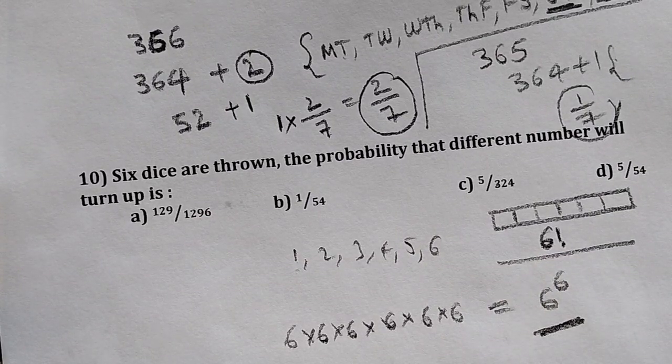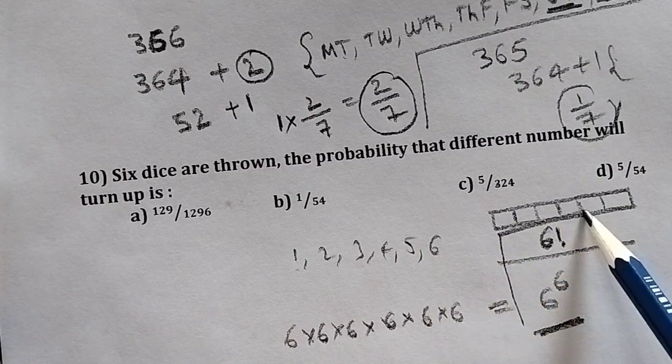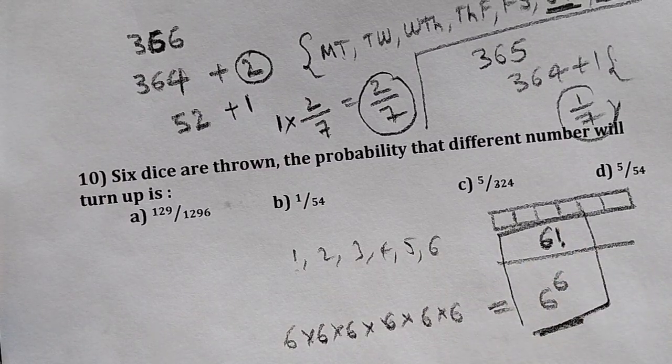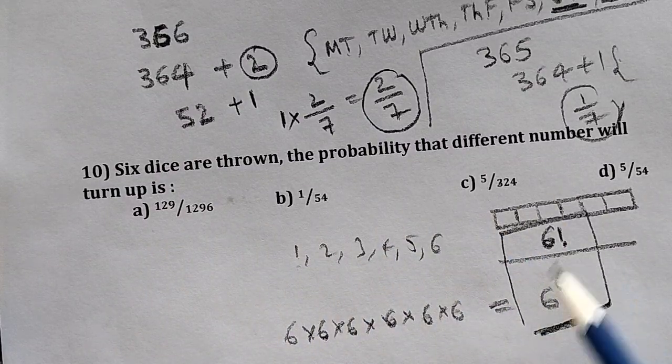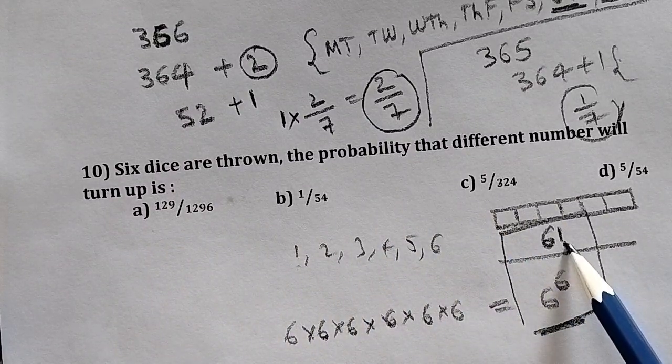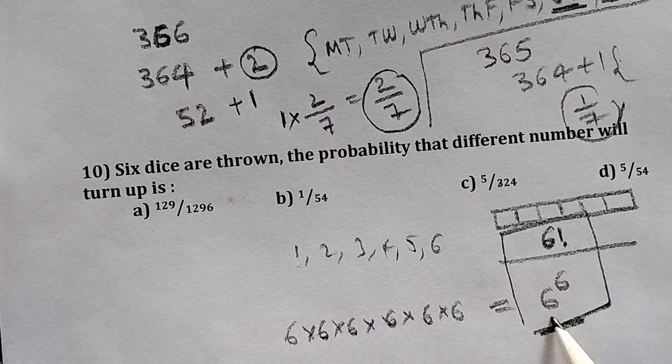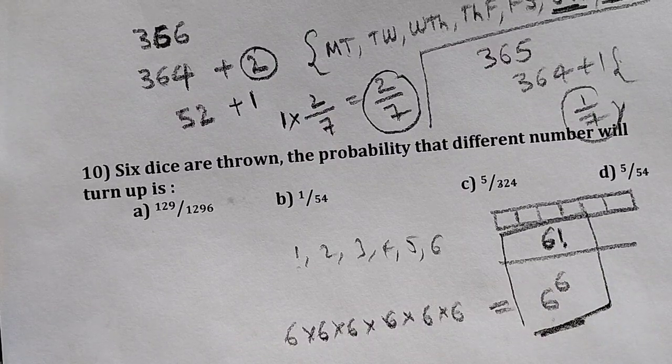6 power 6. Now find out this result and simplify, and you get one of those options A, B, C, D. Try to find out this value. Anyway, you know how to find 6 factorial and 6 power 6. Simplify and you get the answer.